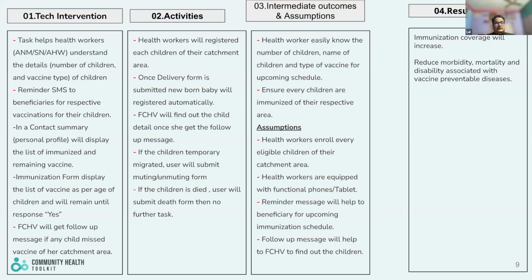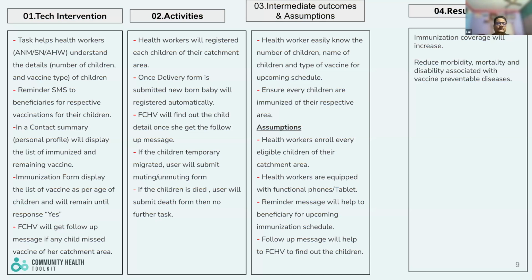We are all aware that the intervention tasks help health workers to understand the number of children and the required doses of vaccines, and we also help parents or caregivers know when and what kind of vaccine needs to be administered to their children. So we send them a reminder message. Similarly, in the contact summary, the health worker can see the list of vaccines. It helps them see what vaccines a child already received, what is remaining, and who needs to be injected.